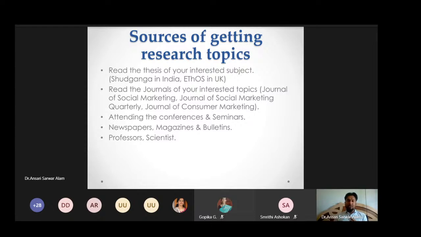You can look after Shodh Ganga in the Indian context, and if you want to work with international institutes who are funding projects, for example from the UK, you can go with EThOS. It is also an open source repository, where you can go with the international topic, international subject, or you can connect the national topic with the international context.